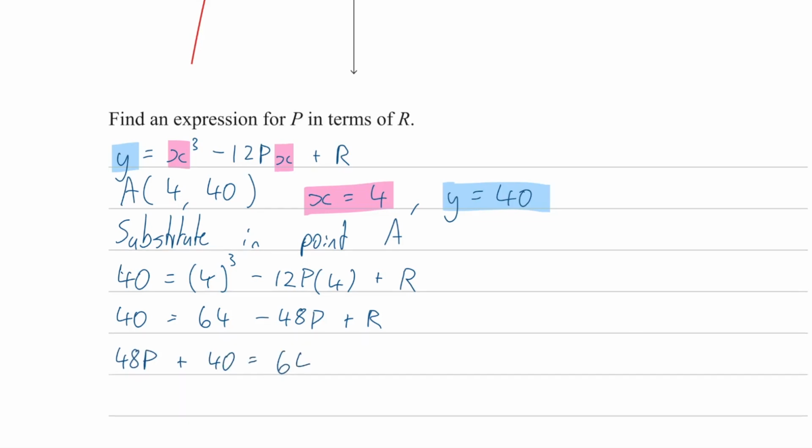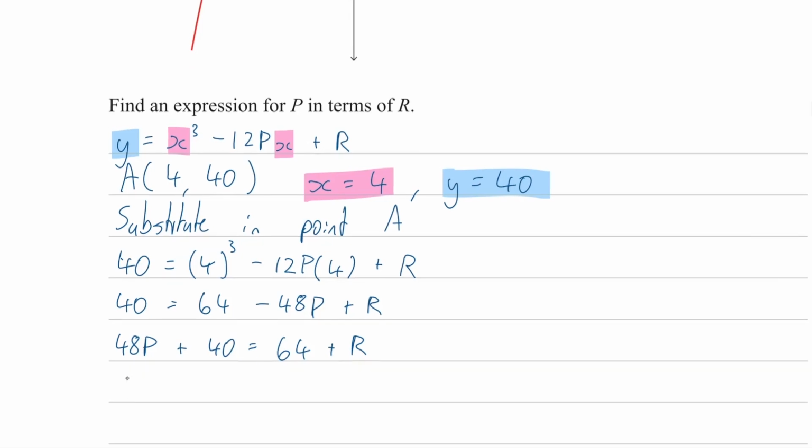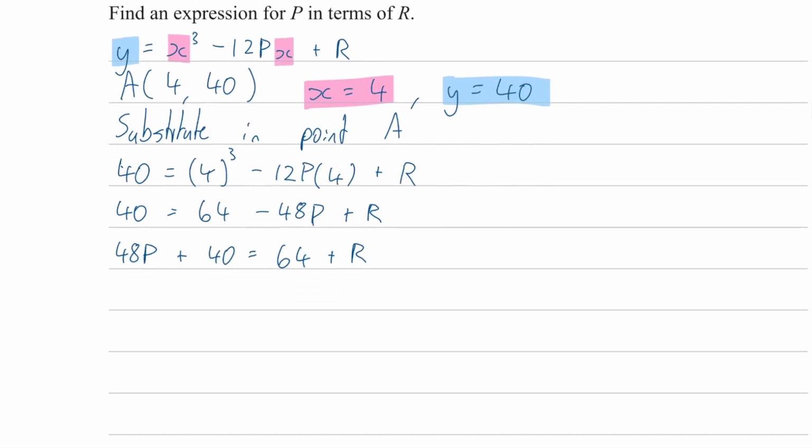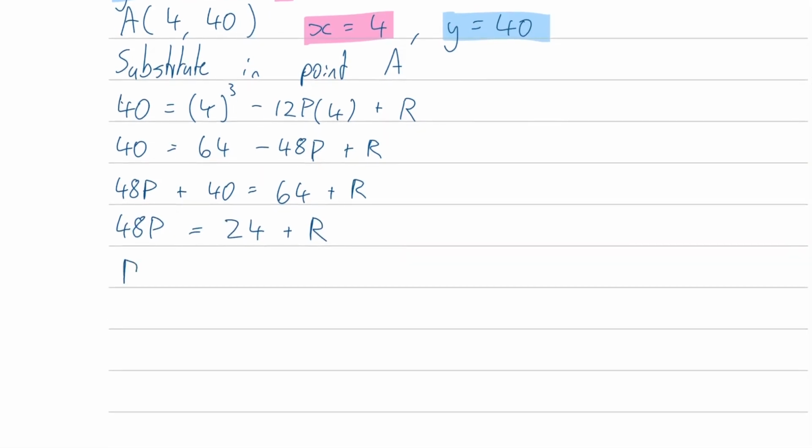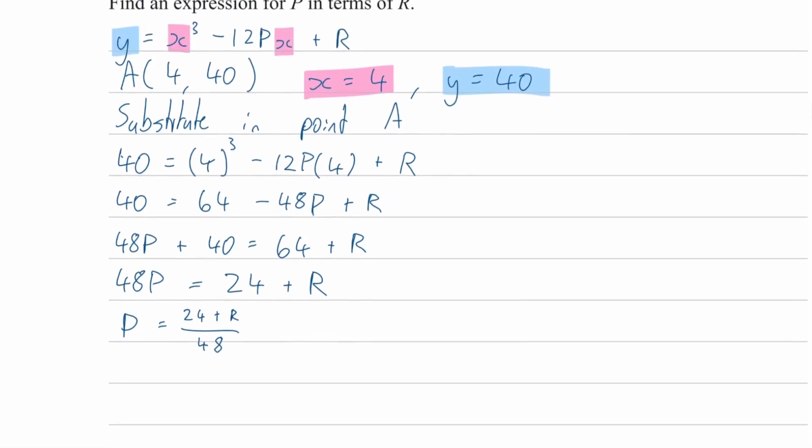Right, and since we added 48p on the right side as well, this minus 48p goes to 0, and we're left with 64 plus r. Now we can take away 40 from both sides. And finally, we can divide both sides by 48, to give our expression for P in terms of R.